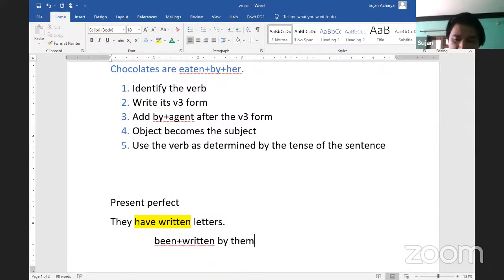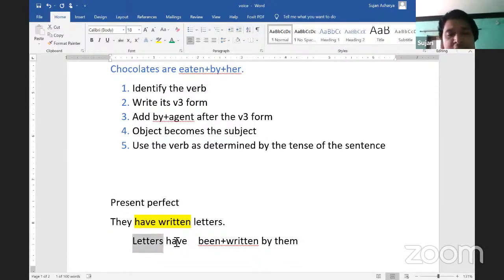By them, object becomes subject. Letters. Now, if this object in the first sentence, which becomes the subject in passive voice, is plural, write have. If this subject is singular, write has. If the subject is singular, has. If the subject is plural, have. Next.